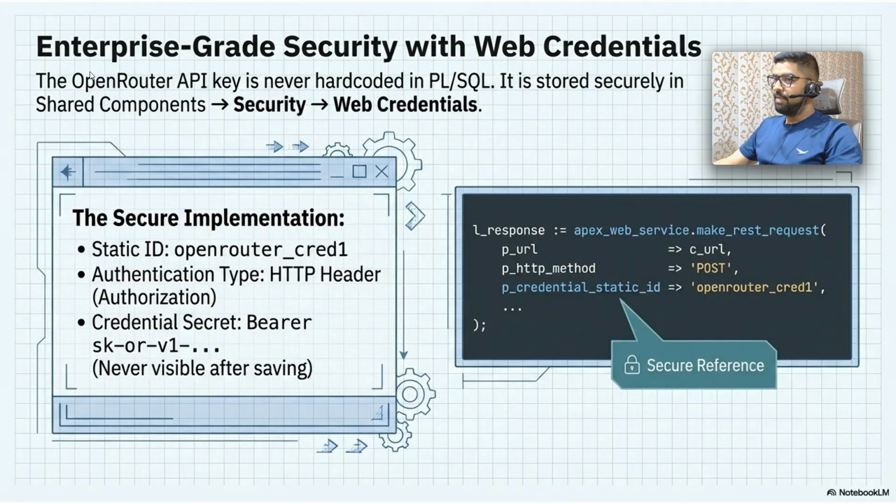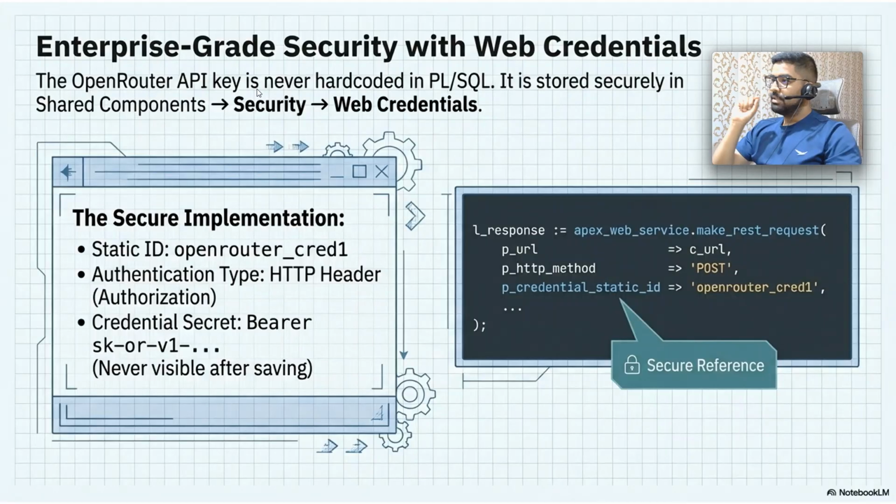Then once we have the OpenRouter API, don't use your API key in your PL SQL code. Never do that. It will expose your API. Sometimes I see developers using their API directly in their PL SQL code, and that's not the correct way. You have to go to the security shared component, then go to the web credential section, and over there put all your API credentials.